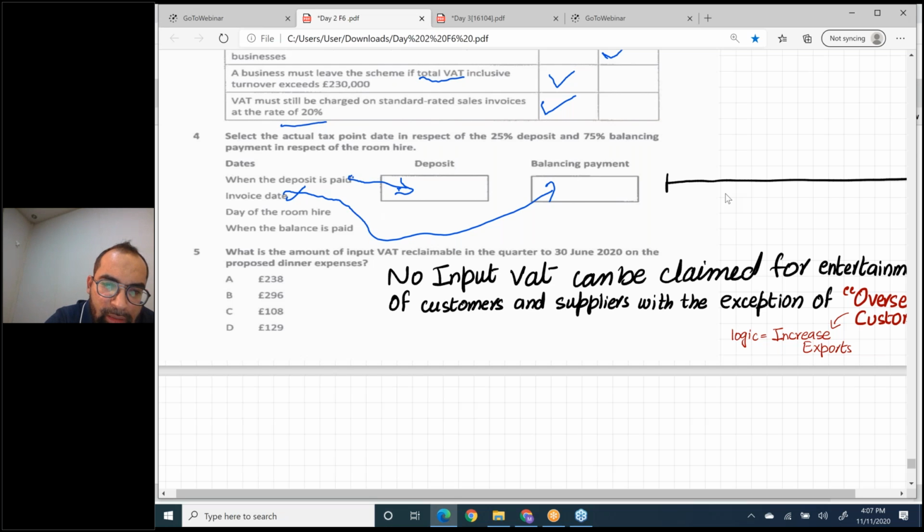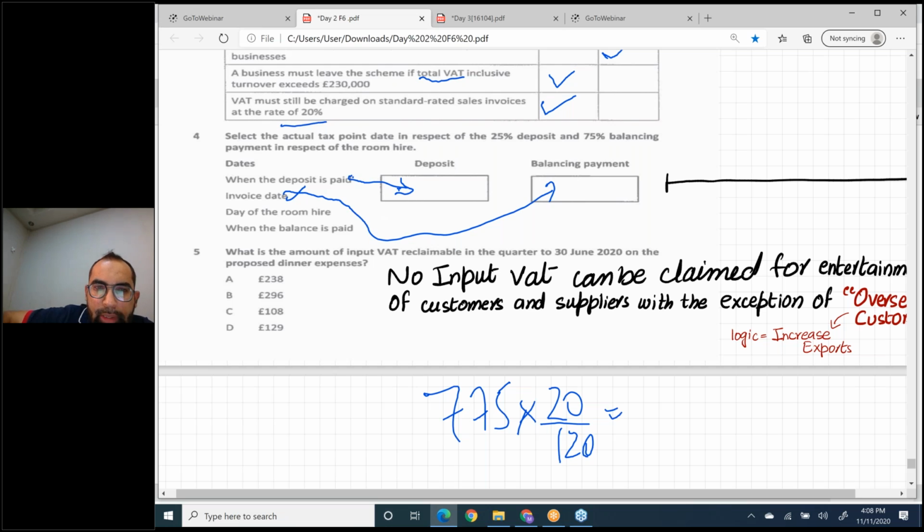See, it's 775 into 20 upon 120. Wait, let me calculate. It's 129.1. The closest answer is D. The answer here is D.